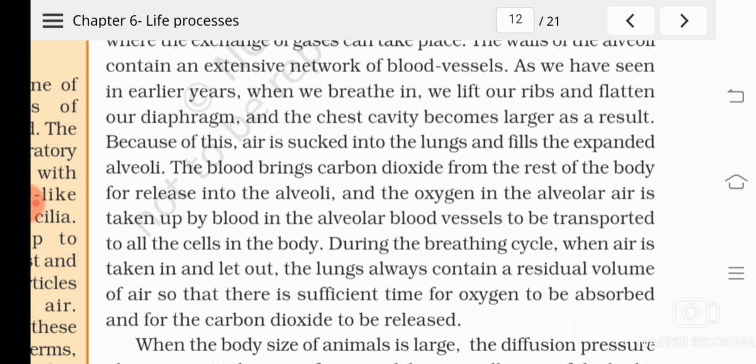Understood? So in this way inhalation takes place. Now, how does exhalation take place? During exhalation, our ribs come back to the original position and the diaphragm also moves back to the original position, isn't it? So the chest cavity's volume decreases. If the chest cavity's volume decreases, pressure increases. So air will be rushed out. It will be forced to go out from the chest cavity to the outside.